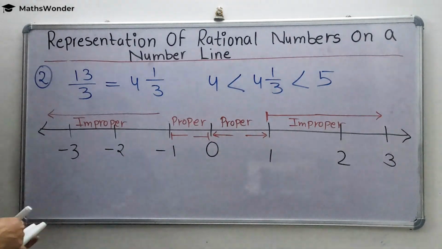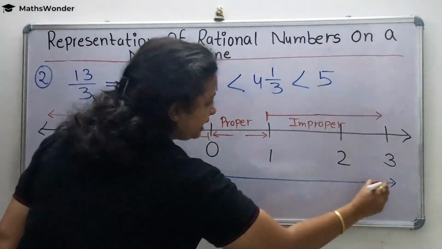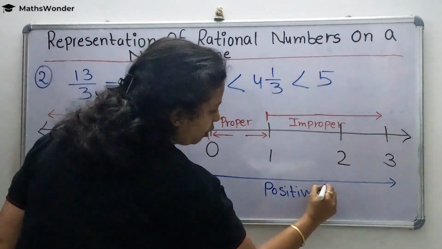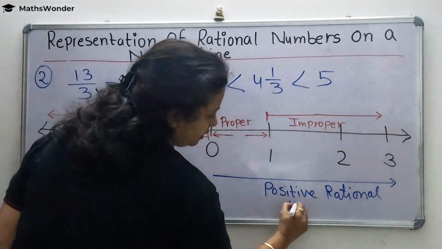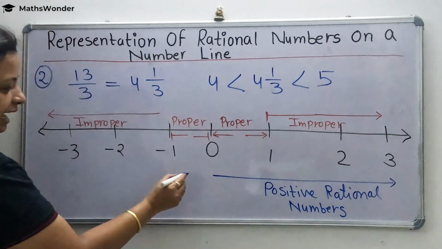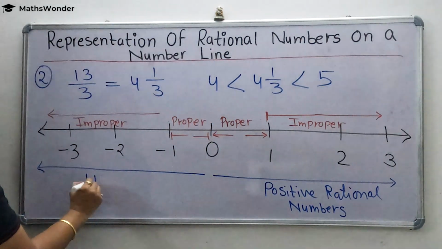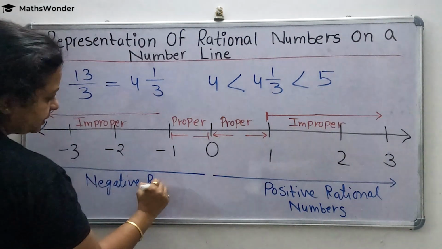So this part is for positive rational numbers, okay? And when you go towards the left, this part is the negative rational numbers.